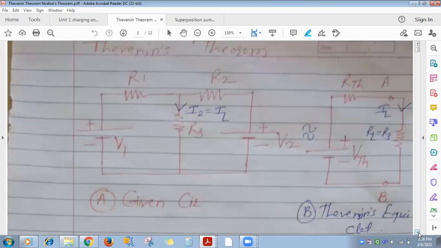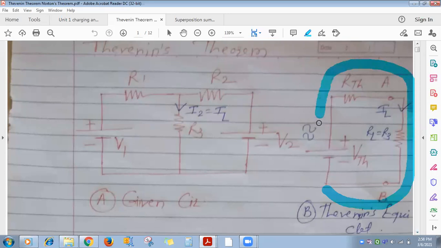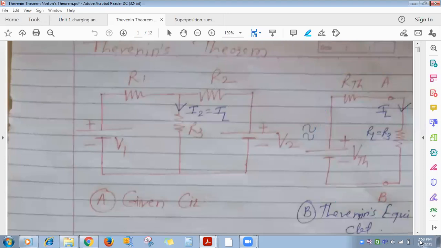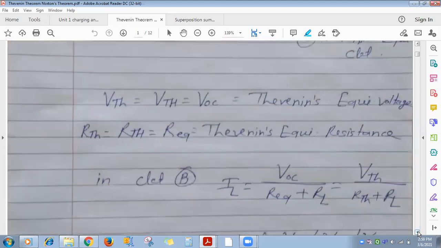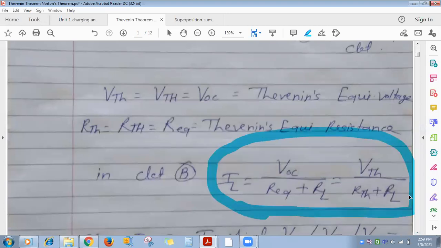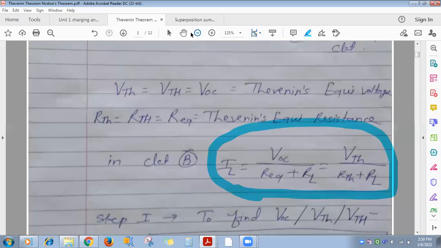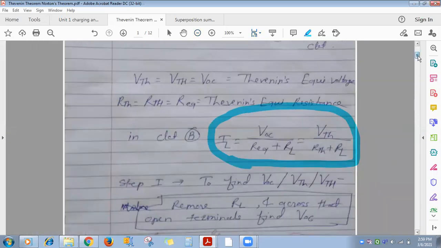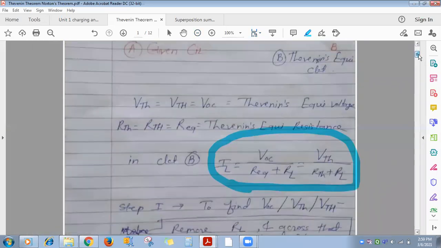I1 plus I2. No. In circuit B, V upon RTH plus RL. Correct. Okay, Ohm's law you can apply here. So in circuit B, you will find IL is equal to VTH divided by RTH plus RL, or you can say VOC divided by R equivalent plus RL.